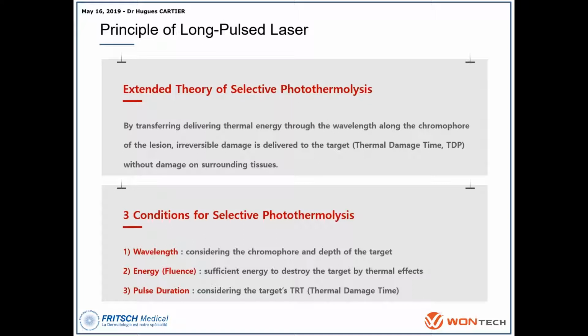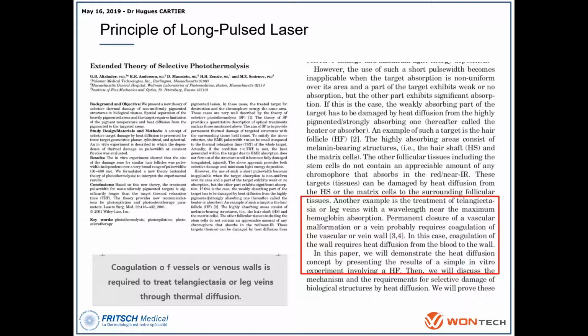So what about the principle of the long pulse laser? To coagulate the vessel of the small venous, you need to treat the telangiectasia or the leg vein by thermal diffusion. You transform the photon into heat, and with the heat diffusion, you destroy the target and around the target. But with a good setting, the purpose of this laser is to destroy only the vessel and respect the area around the vessel to reduce skin injury.